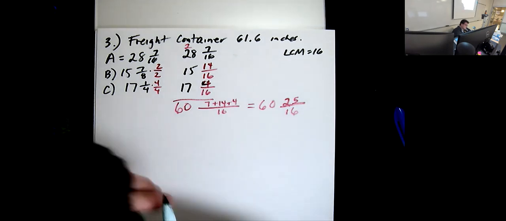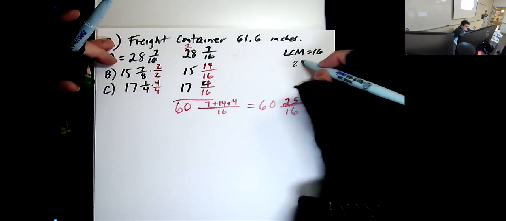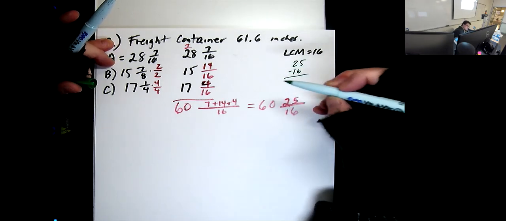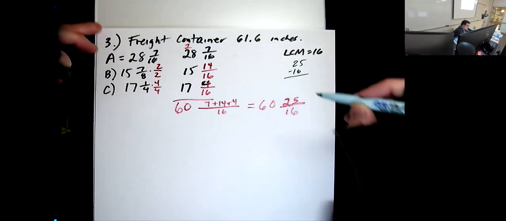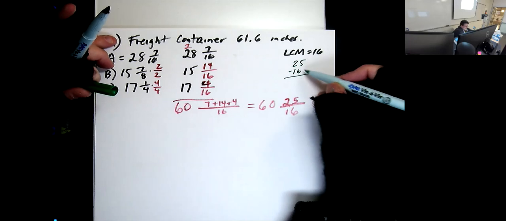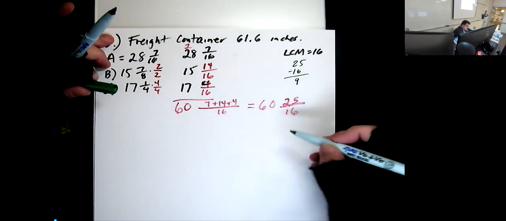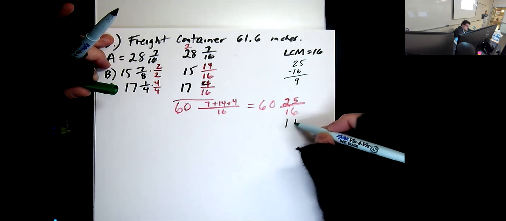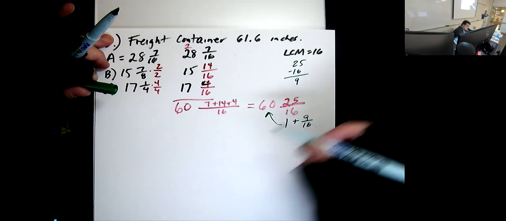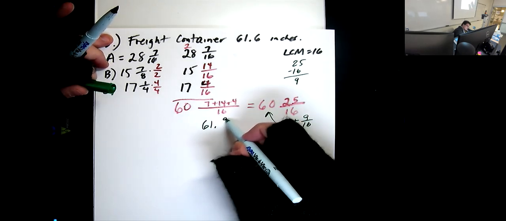So I could peel off one of these by doing 25 minus 16. Ooh, that's a nice tip. I was just surprised it's not actually bleeding through. I haven't ruined it yet. 25 minus 16 is 9. So I could turn this and do 1 and 9/16, and add that to that. So I've got 61 and 9/16.